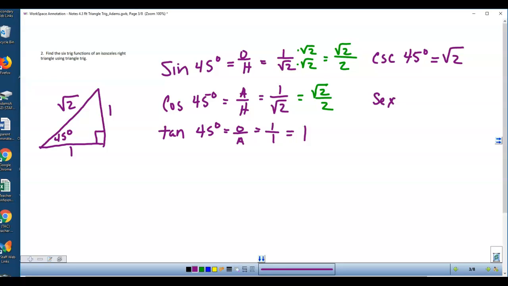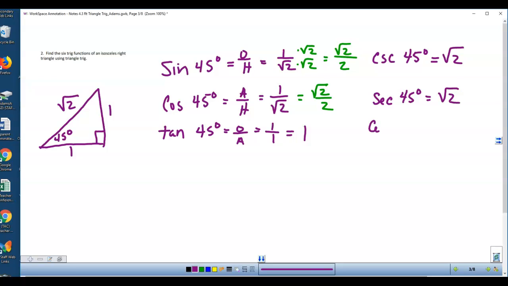Sorry about that. A little bit of a delay here. Try that again. So secant of 45 degrees. Now remember, that's reciprocal cosecant. So again, we have this rationalization going on, so I'm going to go back to this one right here. And I know that secant of 45 degrees then is just square root of 2.